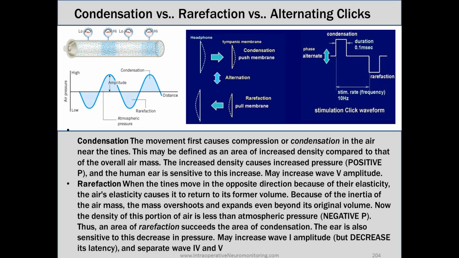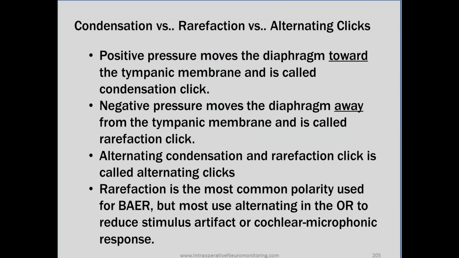So condensation, compression, is pushing that tympanic membrane. Rarefaction is pulling that membrane. I think of it like retraction, rarefaction, pulling it. That's just how I remember it. So condensation, rarefaction, and alternating clicks. The positive pressure moves the diaphragm towards the tympanic membrane and is called a condensation click. The negative pressure moves the diaphragm away from the tympanic membrane and is called rarefaction. The alternating of condensation and rarefaction clicks is called alternating clicks.